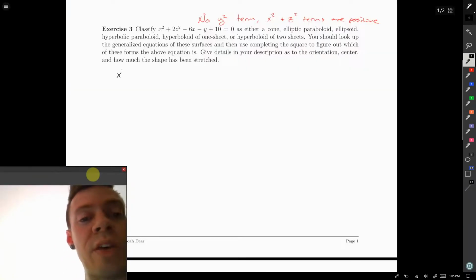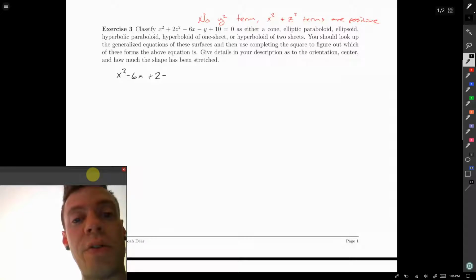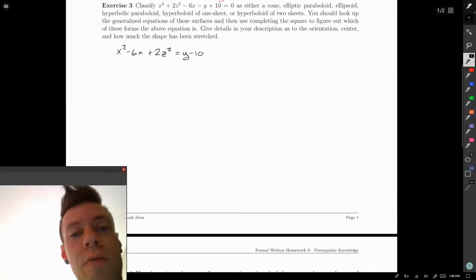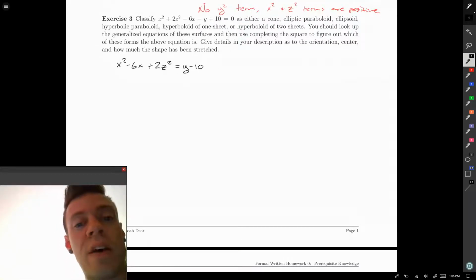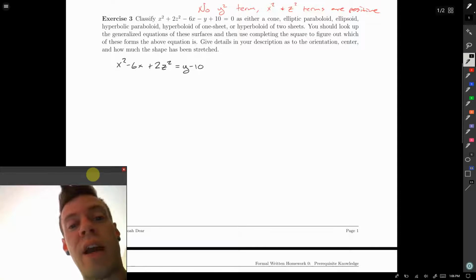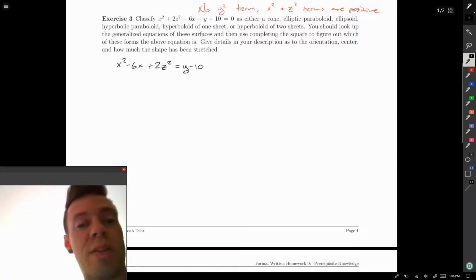So I'm going to rewrite this as x squared minus 6x plus 2z squared equals y minus 10. I'm organizing it this way so that I can complete the square on the x terms, and the z doesn't need to have its square completed because there's no other z term. And then I'm moving the constant to the other side so I can deal with it separately. Really it's going to be attached to the y in a second.